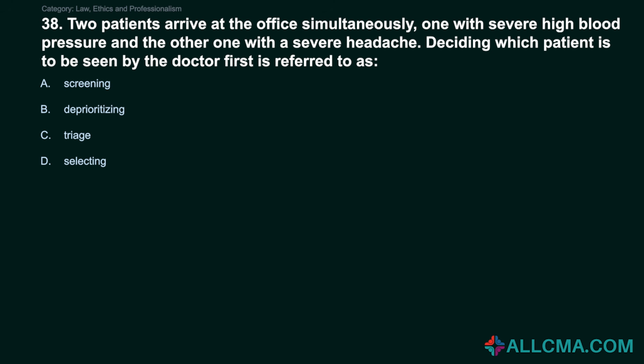38. Two patients arrive at the office simultaneously, one with severe high blood pressure and the other one with a severe headache. Deciding which patient is to be seen by the doctor first is referred to as: A. Screening. B. Deprioritizing. C. Triage. D. Selecting. Correct answer: C. Triage.